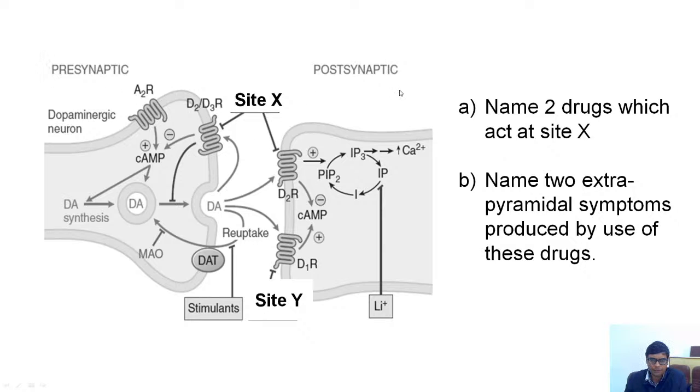Here we have presynaptic and postsynaptic membrane. It says it's a dopaminergic neuron, and then there are some receptors like A2R, D2, D3R, DAT, D1R, D2R. So these all are basically subtypes of dopamine receptors. It's D2 receptor, D3 receptors. It's dopamine transporter, which is responsible for uptake back into the presynaptic membrane.